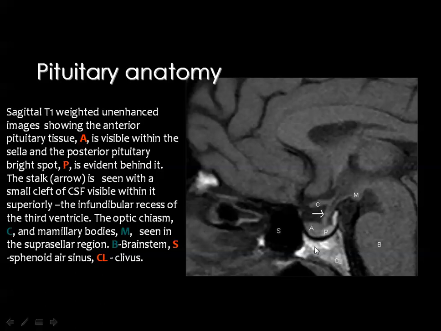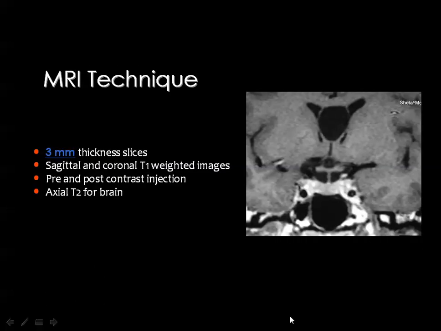Here is once more the region of the clivus, and this is the sphenoid sinus, of course. Then this is the optic chiasm, and this is the mammillary body. I will explain this in full details after that.